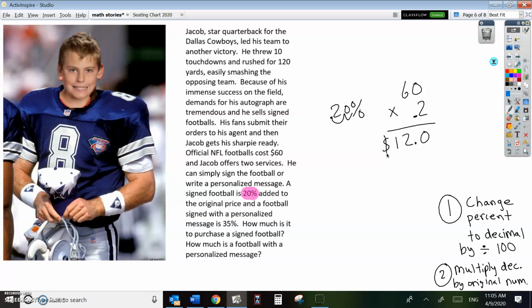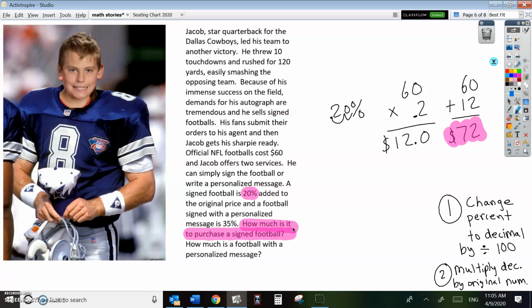Now selling the football for $12 does not make sense because there's the $60 original price. So $60 is the original price for the football, plus 12 for a signed football is $72 for an autographed football. Okay. So how much is it to purchase a signed football? We've highlighted our answer up there.